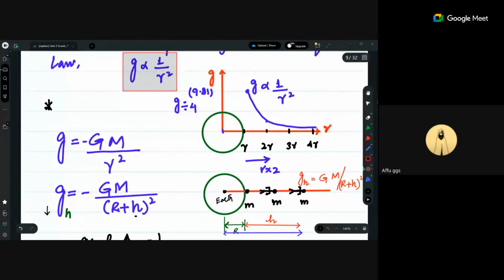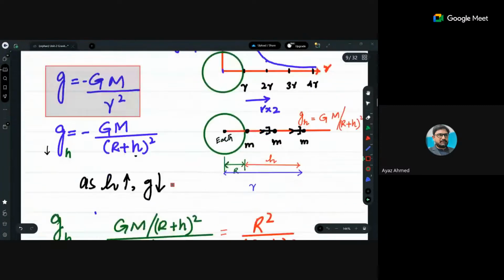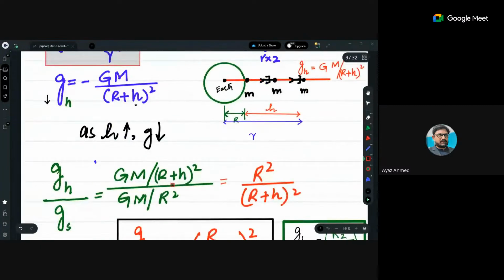It would be just a simple assumption that you will use that formula, GM divided by r square. By using this formula, we will be able to calculate at what distance what the gravitational field strength will be. So that's fine. With altitude we have done it.